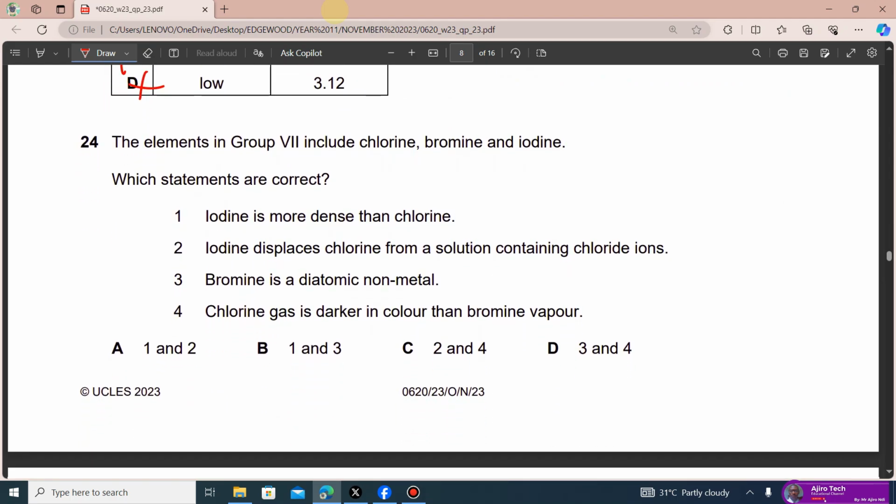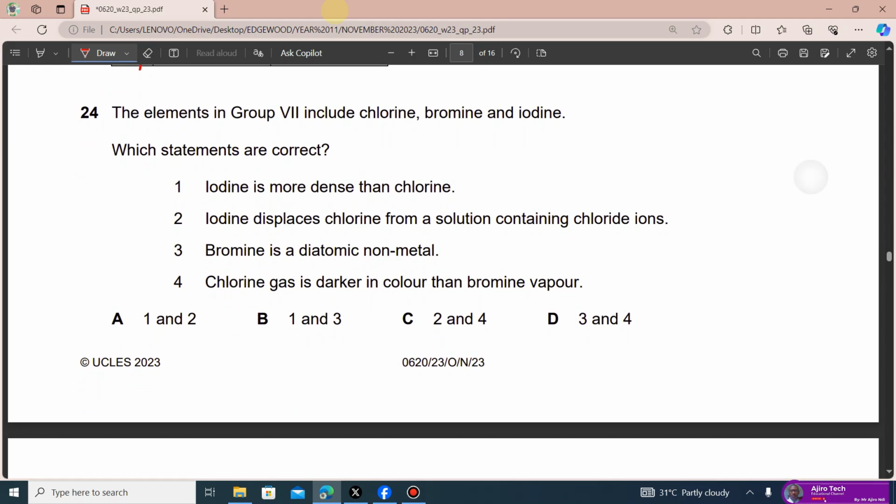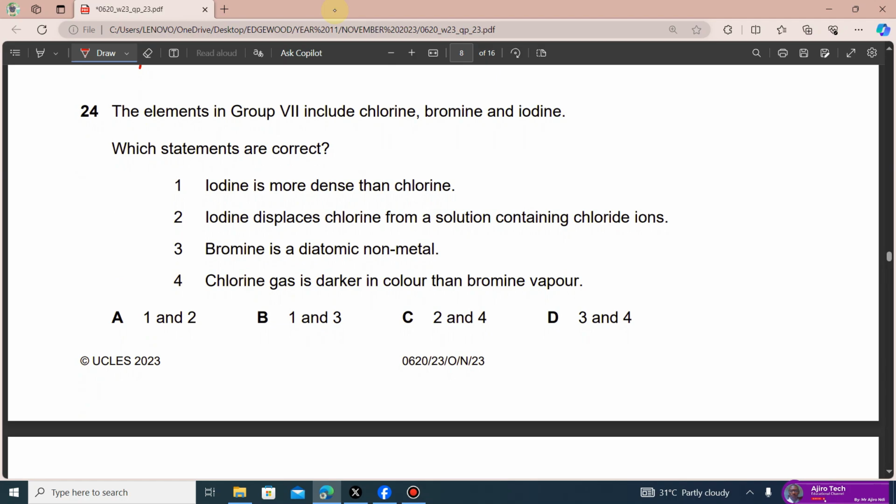The elements in group 7 include chlorine, bromine, and iodine. Which statements are correct? Now, iodine is more dense than chlorine. That's true. Iodine displaces chlorine from a solution. That is wrong, because chlorine is more reactive or more electronegative. So chlorine should displace iodine, not iodine displacing chlorine.